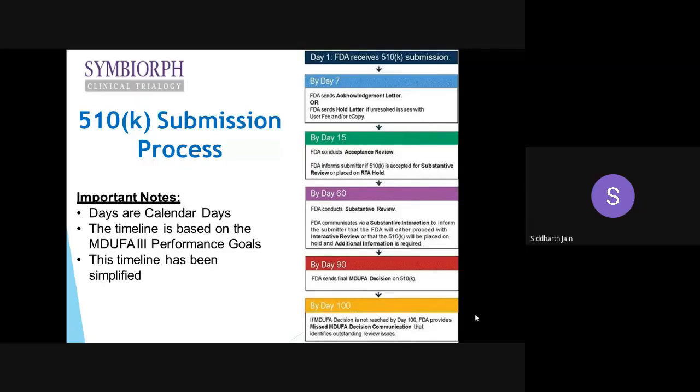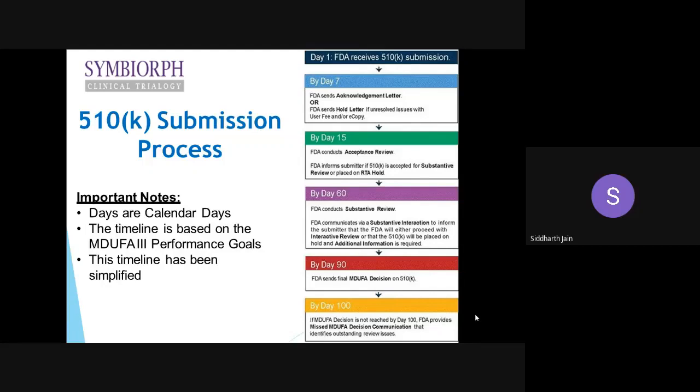By day 16, the FDA conducts the substantive review. It means that they will start the review process of your 510K application. And if they need any additional information, they put your application on hold and send you an email requesting further documentation with respect to the query they have. In many cases, an interactive review can also happen with the help of Skype, or with the help of a dedicated tool published by the FDA.